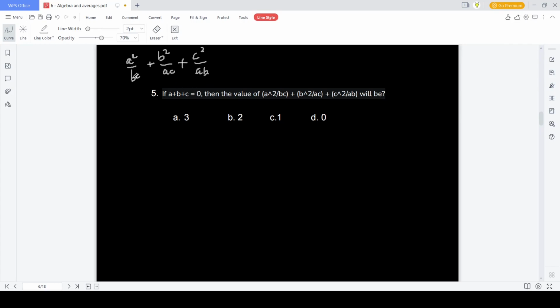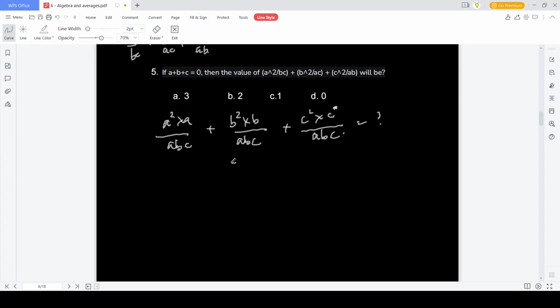To do one thing, I can notice that all the denominators have only one term missing from abc, right? So this has a missing, b missing, c missing. Okay. So I'll simply take common denominator for all. I will get this as a square into a by abc, correct? Plus b square into b by abc plus c square into c, okay, by abc is equal to what they're asking. Okay. Now I can combine all the terms, right? So I'll get it as a cube plus b cube plus c cube divided by abc.